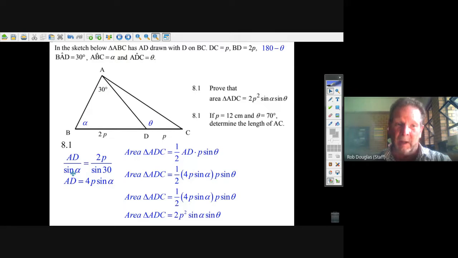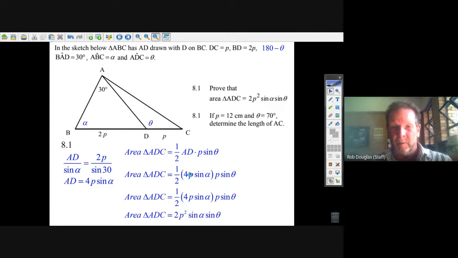AD over sine theta equals 2P over sine 30. Now the sine of 30 is just a half. You could do it on a calculator. 2 divided by half is 4. So now we have a new way, multiply both sides by sine alpha, and we have a new way of looking at AD. AD is 4p times the sine of alpha.